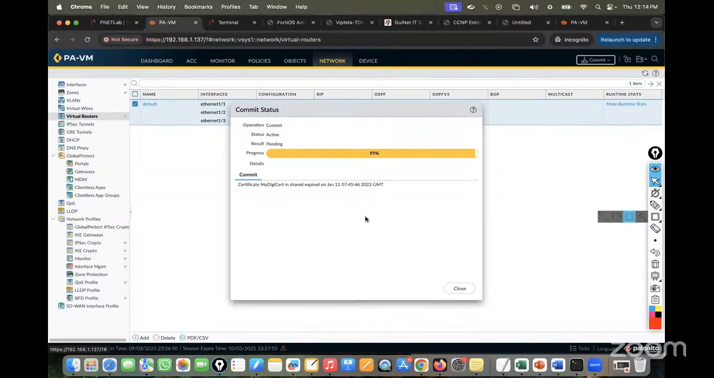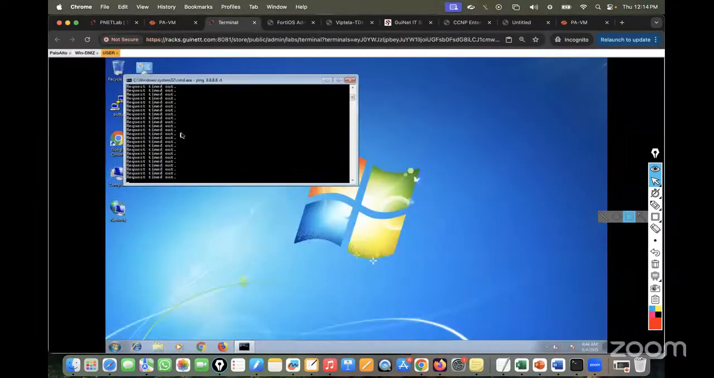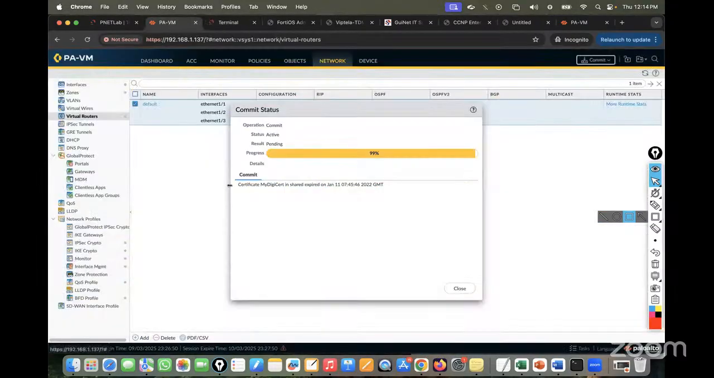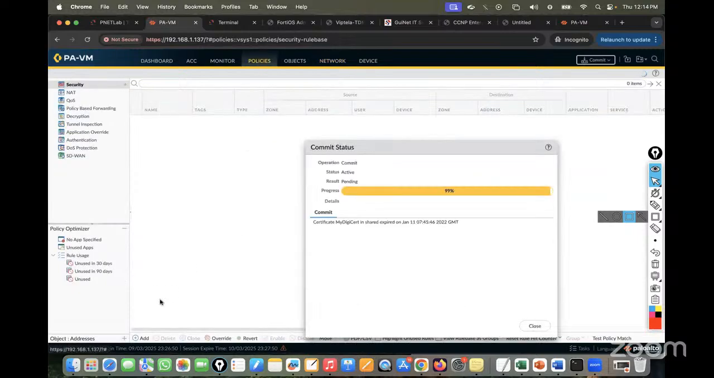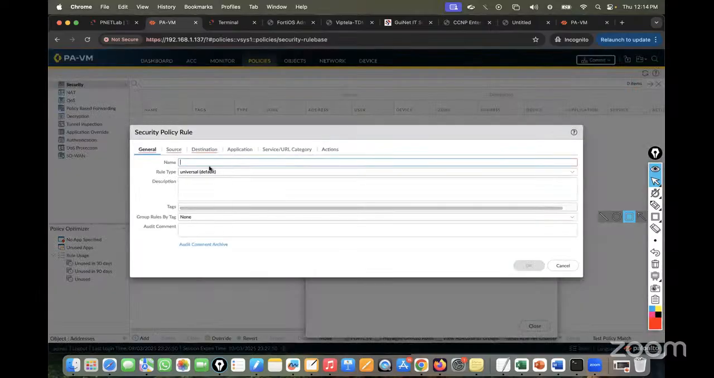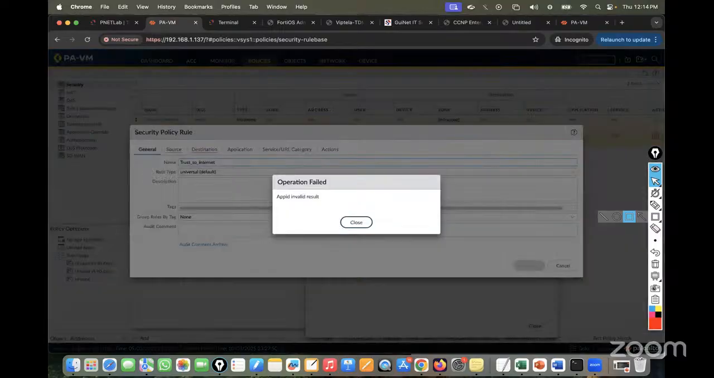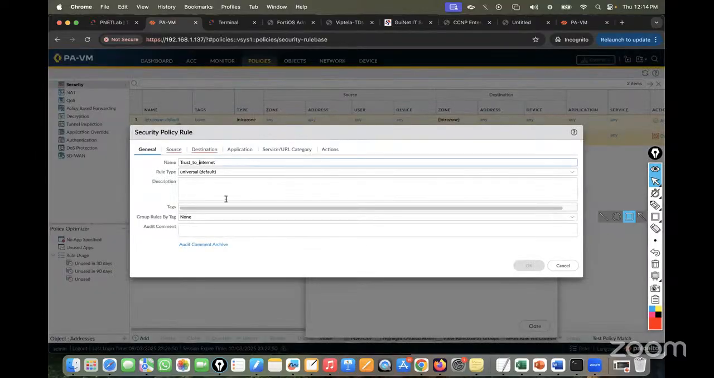So almost done, but you can see this is still not pinging. Why? Because we do not have the NAT and security policy. So we have to create a security policy. How is it going to happen? I will add the policy from here, and I'll put the policy name as trust to internet. This is my policy: trust to internet.